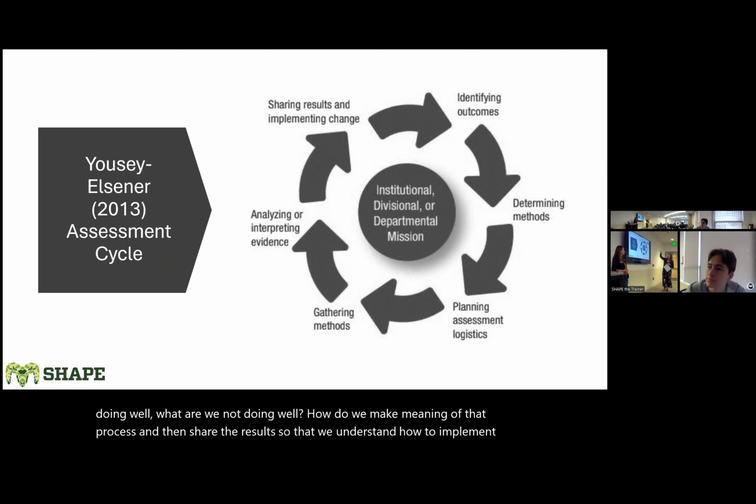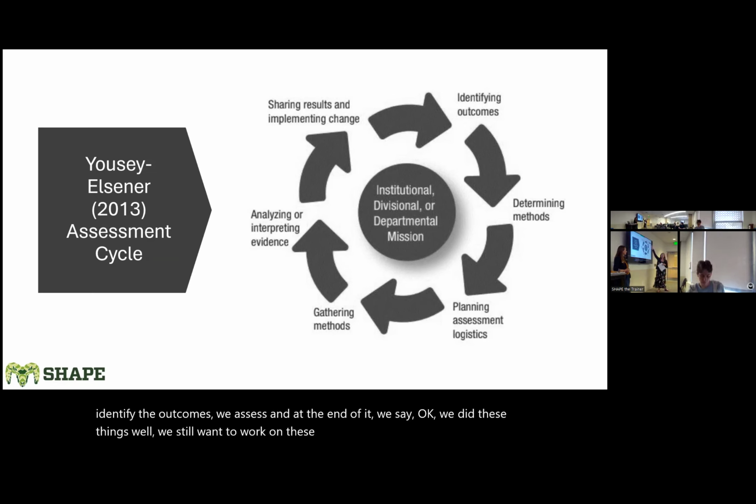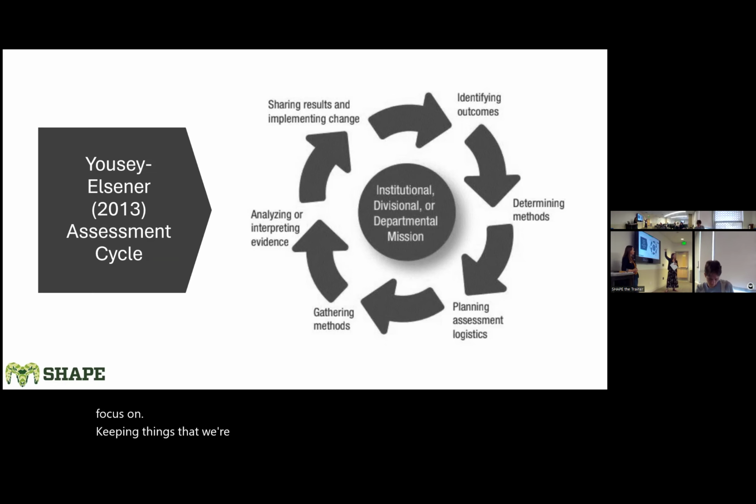This cycle is built on continuous improvement. So the idea is we identify the outcomes, we assess, and at the end of it, we say, okay, we did these things well. We still want to work on these things. So maybe the next time we focus on keeping the things that we're doing well, but then we're going to tweak some of these things so then it can be better the next time around.